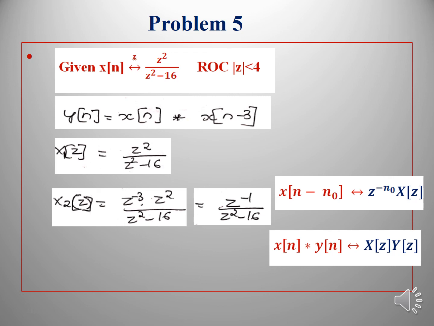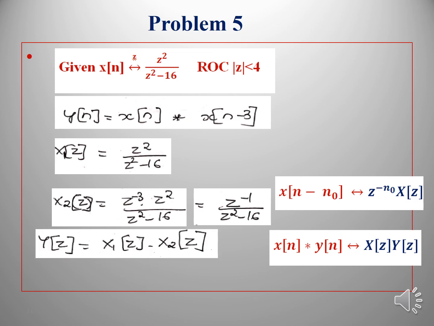And next property that we need to apply for this problem in order to determine the solution of y of n is, it is x of n convolution y of n given by x of z into y of z. We have x1 of z and x2 of z. So, we can easily determine the convolution of x1 of n and x2 of n giving rise to y of n, which is just the multiplication of these two values, resulting in y of z is going to be equal to x1 of z into x2 of z. Hence, the solution would be z divided by z squared minus 16 the whole squared.